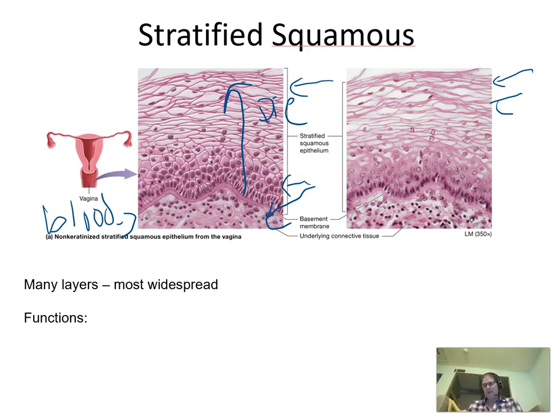So many, many layers, which means it's going to be really, really good for protection. This is one of the most widespread of all the epithelial tissues, and it's really important for protection. Places you would find this would be inside your mouth, inside the vagina, the anus, the esophagus, the epidermis of your skin. So it primarily is going to protect because it has so many layers.